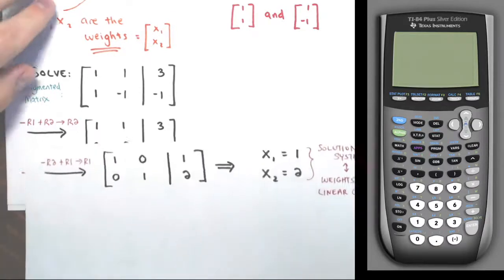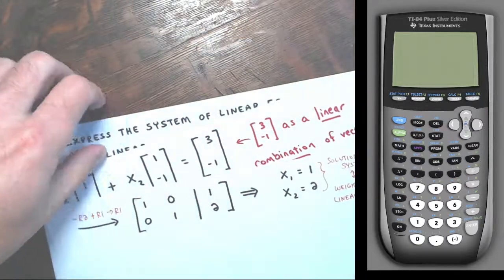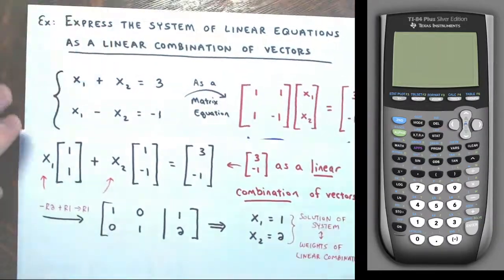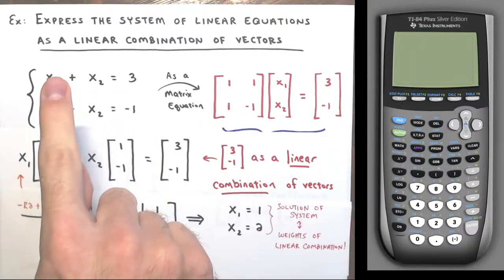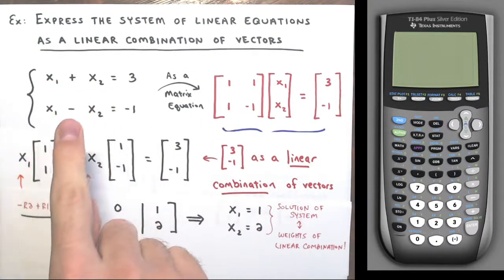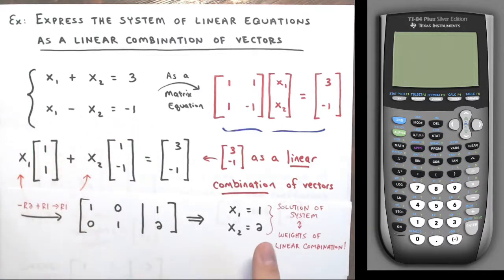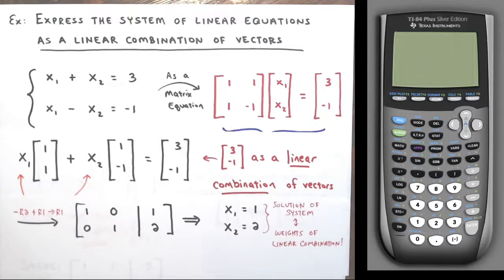And going back to the way I wrote it, here is the original system. And double check your answers, of course. Let's test these out. 1 plus 2 is 3. 1 minus 2 is -1. So these are actually working. It makes the system true, both equations true.